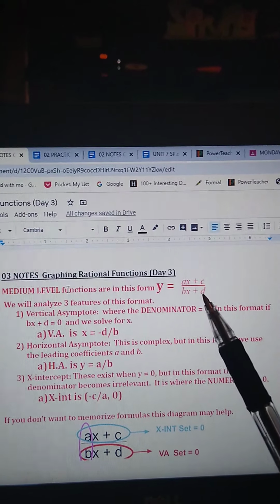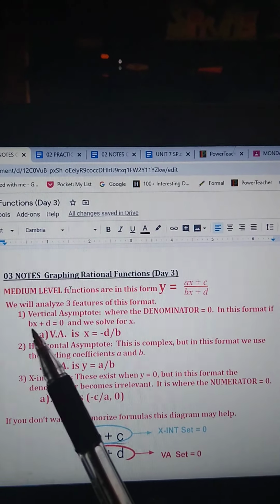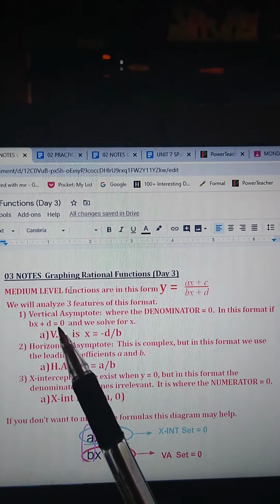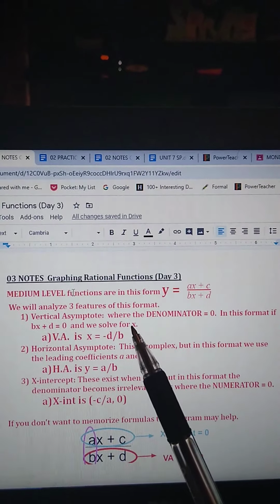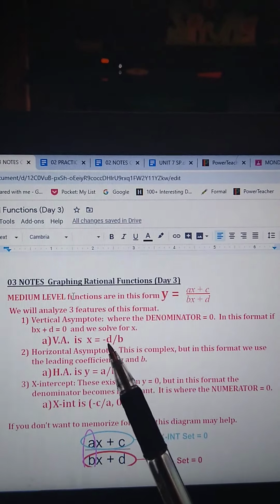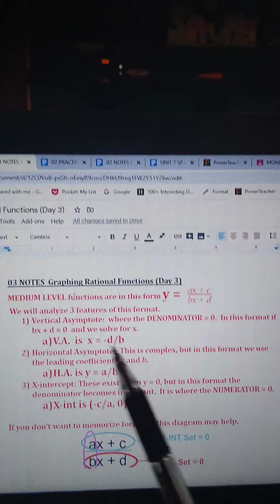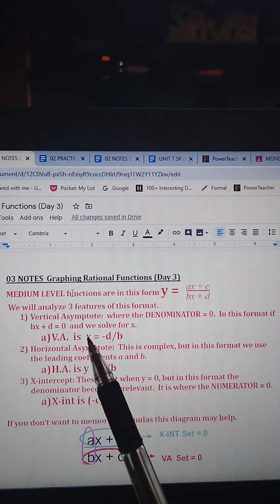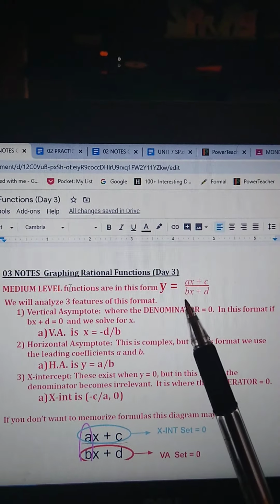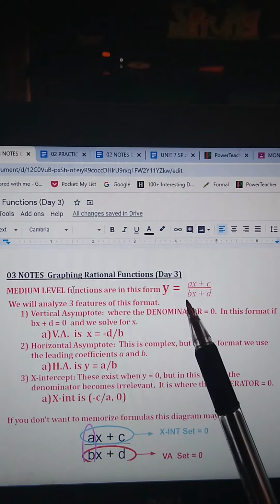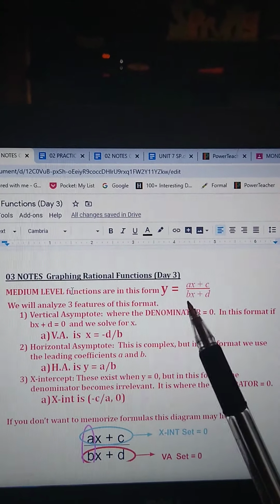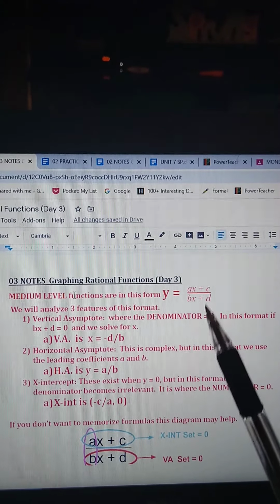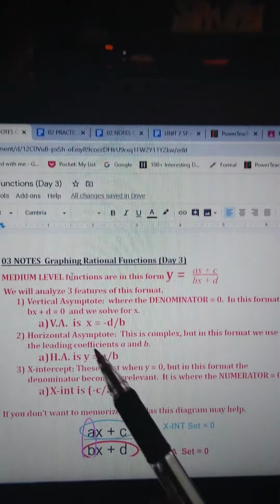Now in this particular format, if the denominator is bx plus d equals 0, and we solve for x, we would get x equals negative d divided by b. So the vertical asymptote as a formula is always going to be x equals negative d divided by b. But really all we're doing is setting the denominator equal to 0 and solving for x.